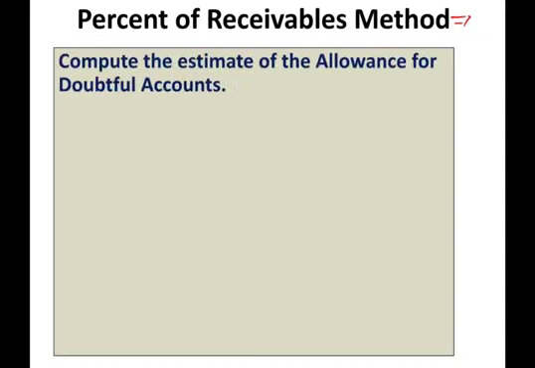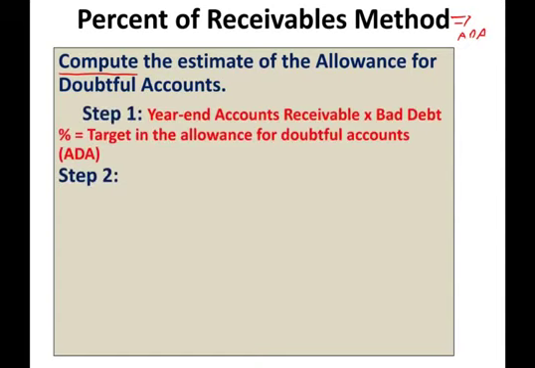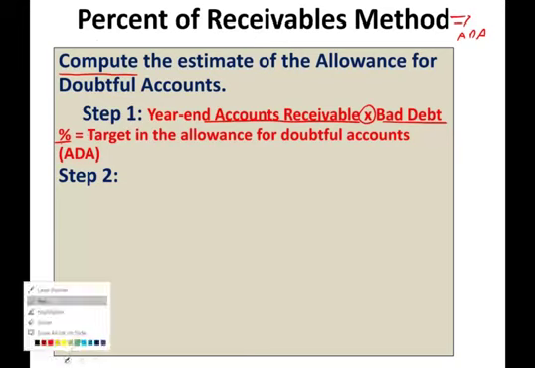We compute the allowance for doubtful accounts, ADA, using two steps. The first step, we take the year-end receivable, whatever our receivable is, and multiply it by a percentage. Once we do so, we get what we call the target in the allowance for doubtful accounts. So step one is to get your target. You want to know what your allowance should be. Remember, you are computing your allowance.